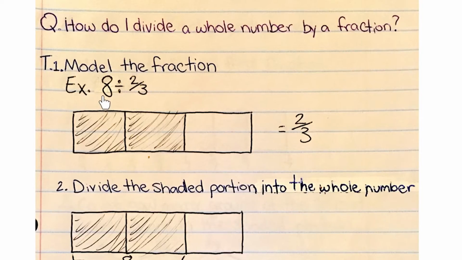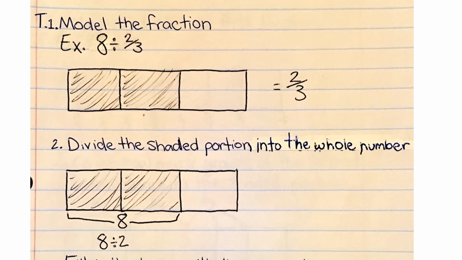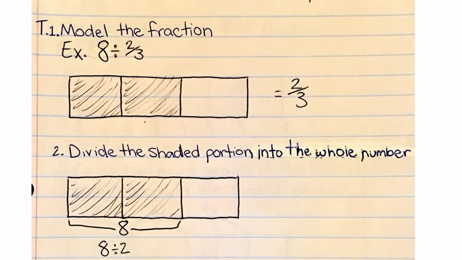So we see our whole number divided by a fraction. Yet again, we model the fraction. And if you notice here, we've got 3 boxes. 2 of them are shaded, so 2/3. Pretty simple. And step 2, we come down here. We see that we need to divide the shaded portion into the whole number. That is where it might get a little bit more confusing.